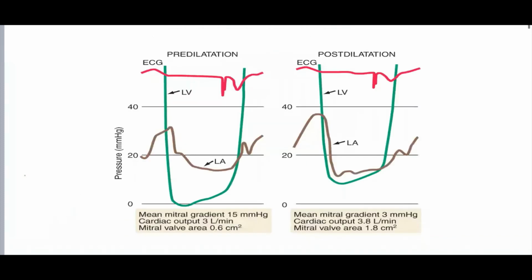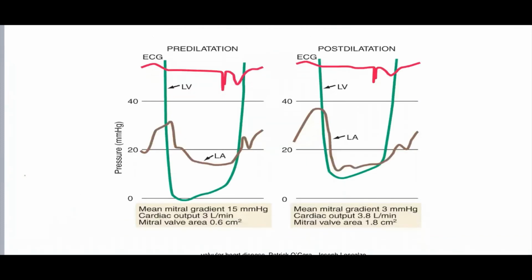Last, look at this one here. This is mitral stenosis, the one on the left and the one on the right. The one on the left is mitral stenosis before ballooning, and the one on the right after ballooning. And you see the difference in the gradient, right? Here is the difference in the gradient. This is the gradient. And now you see the gradient has actually disappeared.